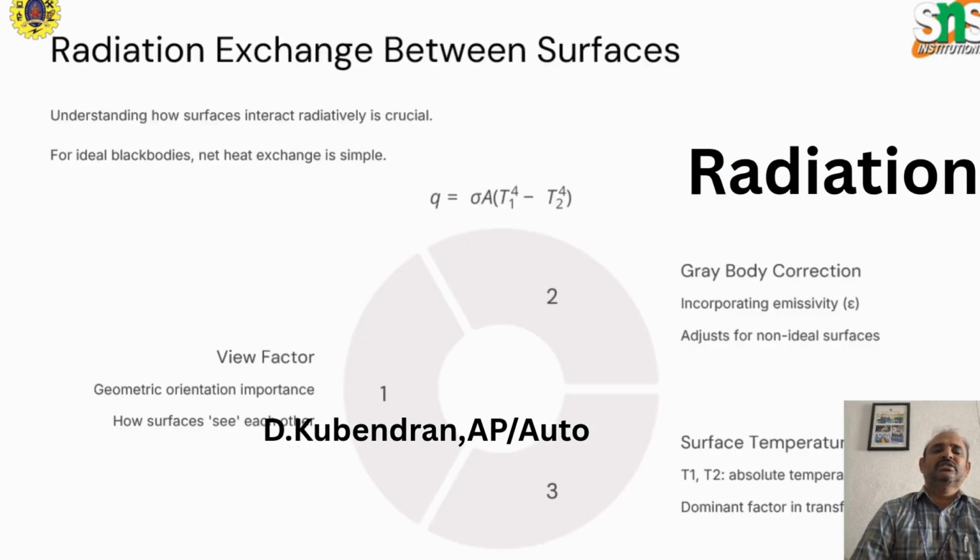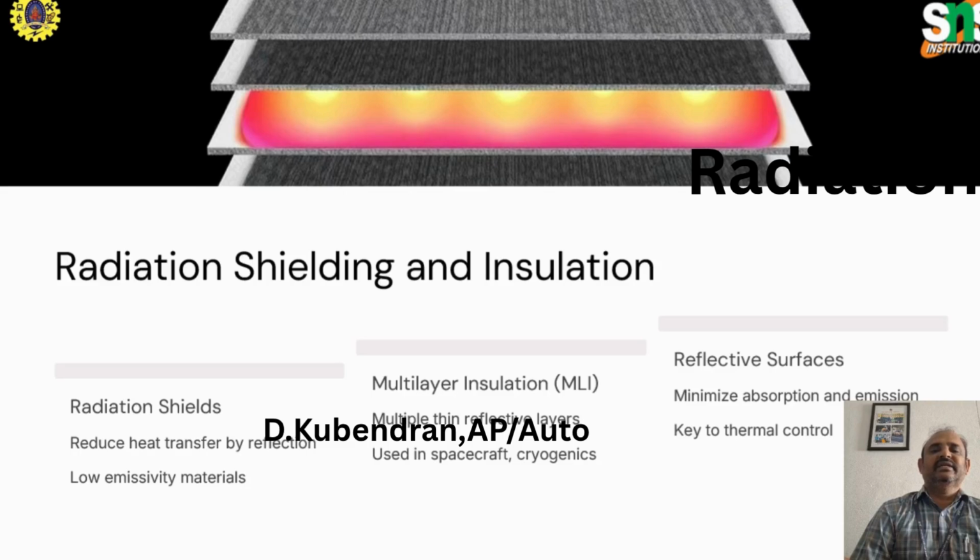Next are applications of radiation. Solar radiation powers photovoltaic and thermal systems. Infrared heaters use radiation for space or industrial heating. Thermal imaging detects radiation for temperature mapping. It is used in spacecraft to manage thermal loads in vacuum. Furnaces and kilns rely heavily on radiative heat transfer. Thermal insulation often minimizes radiation losses using reflective coatings.